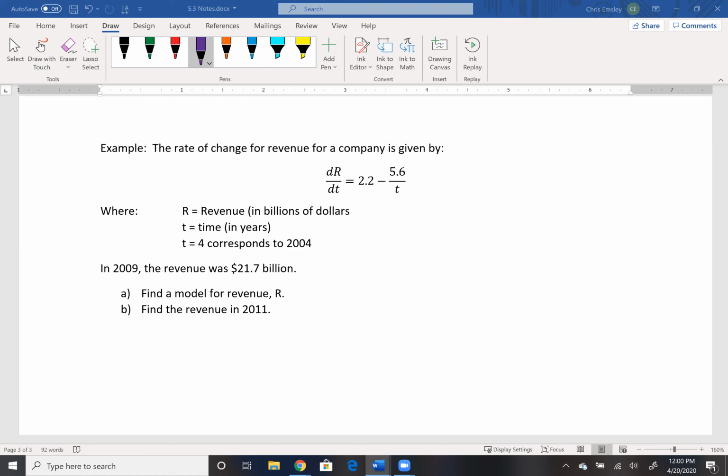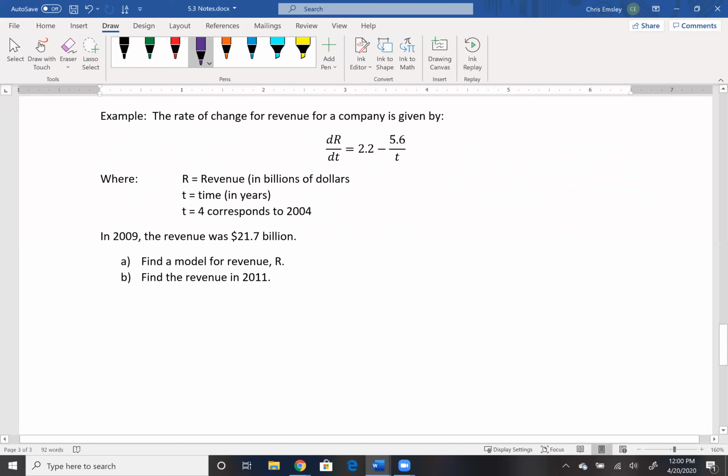Okay, so here's our last question from this section. We could also have word problems from this section, and here's an example of a word problem you might see on WebAssign or on a test, on your homework or on a test. In this example, they give us the rate of change for the revenue of a company, and that's the equation there at the top. Remember, that means that is a derivative. They've given us the derivative. And they're telling us that R stands for revenue in billions of dollars.